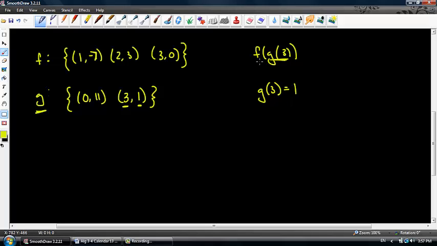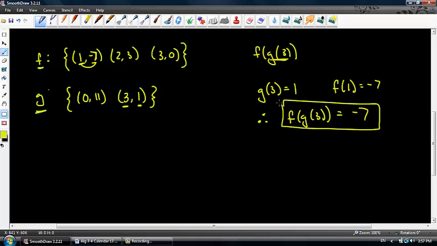Now, remember, they're asking you for f of g of 3, so I have to plug this 1 into the f function, which is the top. And so we use the same process. What happens to f when the input is 1? Well, when the input is 1, you end up with negative 7. So therefore, I can say that f of g of 3 is equal to negative 7.